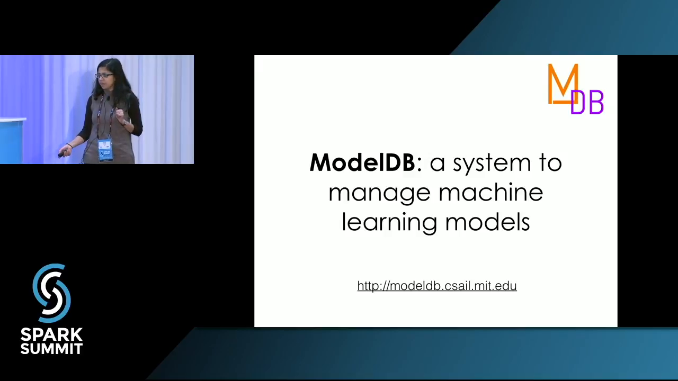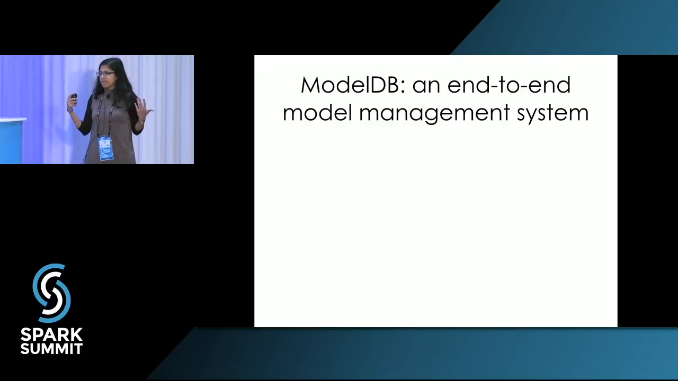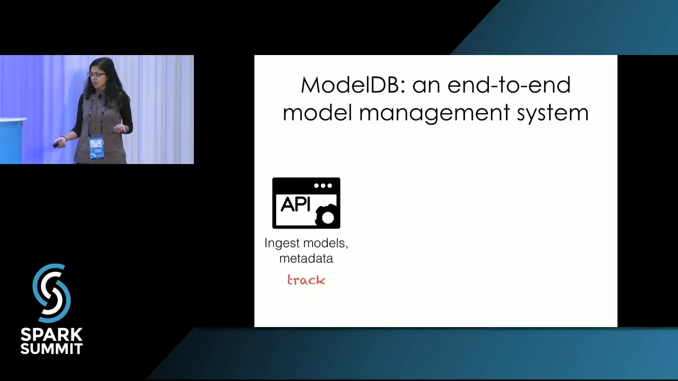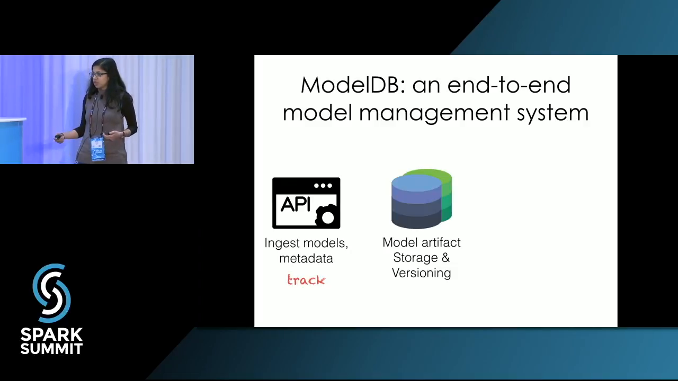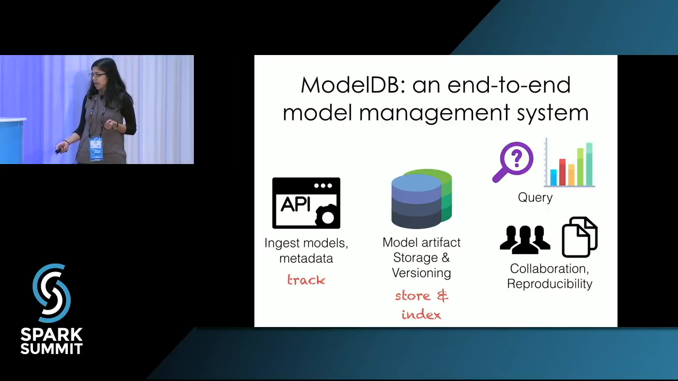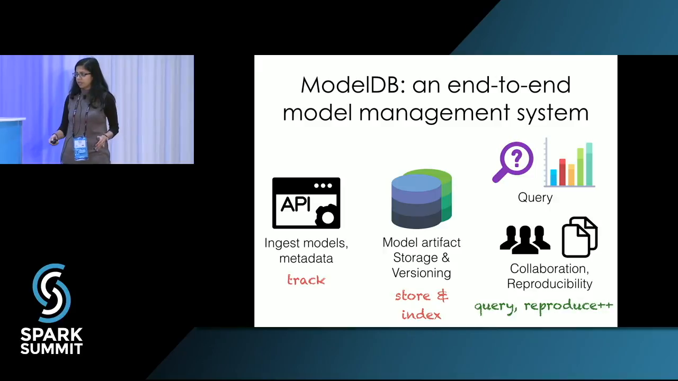Cool. So this is ModelDB. And we think of it as an end-to-end model management system. So what do I mean by that? We mentioned that we want to be able to track the models that we're building. So we have an API to ingest models, metadata, anything else that's relevant. We have a way to store and version modeling artifacts. So this is another one of the requirements that we mentioned. And finally, we have rich capabilities to query this data to ensure reproducibility and make it easy to collaborate. So that's querying, reproducibility, plus.